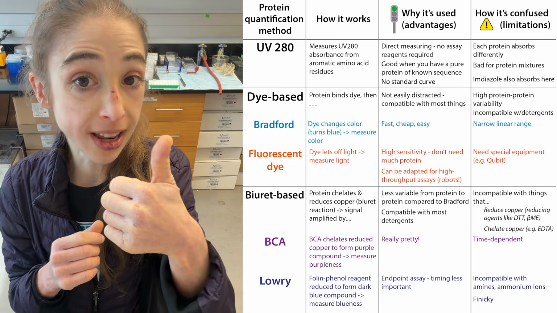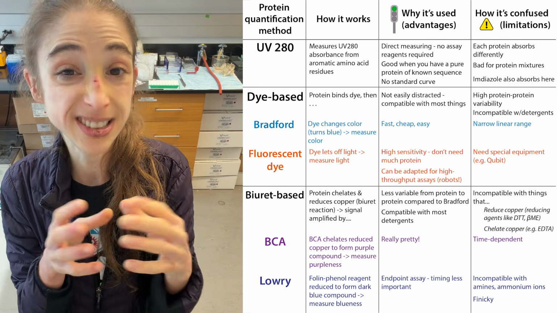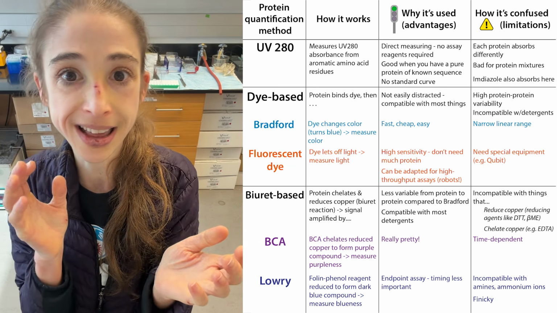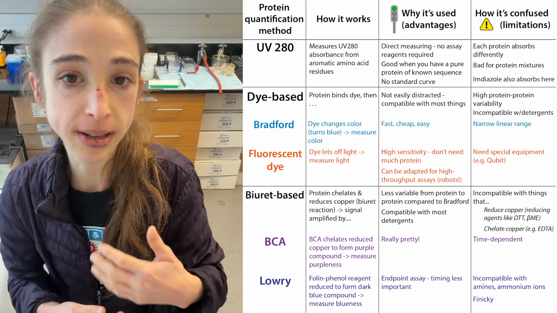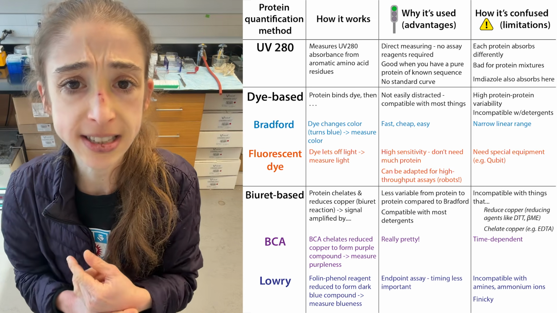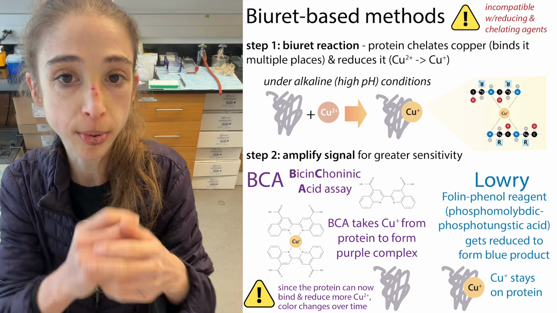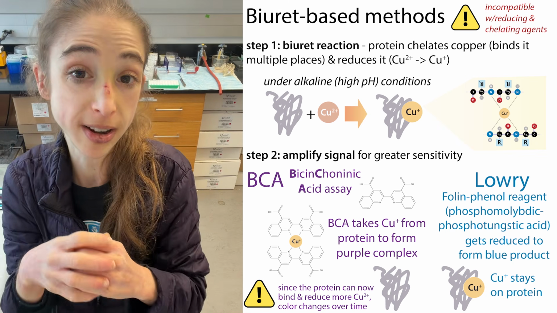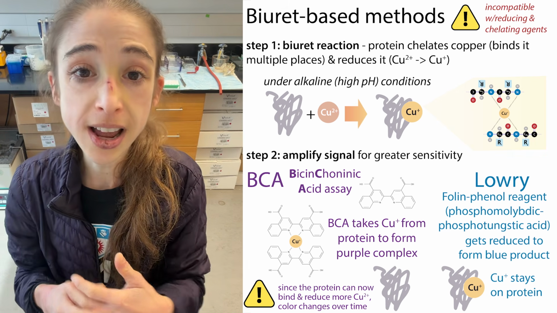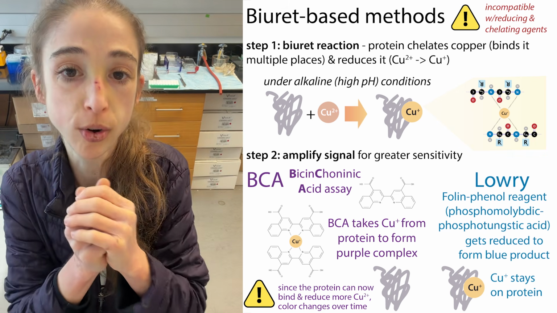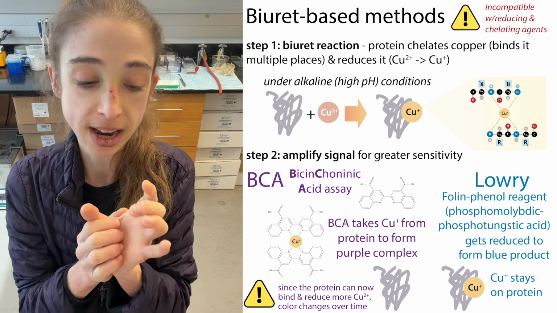You also can't use it with things like EDTA. Anything that's going to chelate those copper ions, bind onto them, is not going to allow you to measure protein concentration using the BCA method unless you do something like precipitate out your protein. With the BCA method, your protein is going to reduce that copper, and then the BCA reagent is going to react with the reduced copper in solution. And so it's going to increase its signal over time because the protein's still there, able to reduce more copper. So you want to make sure that you're measuring everything at the same time, and it's really important.